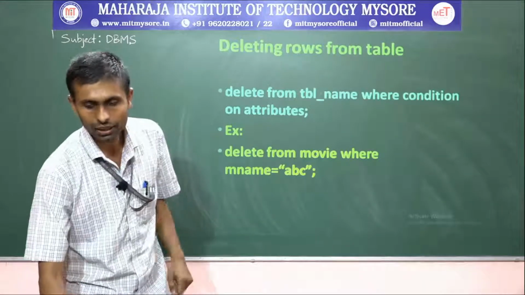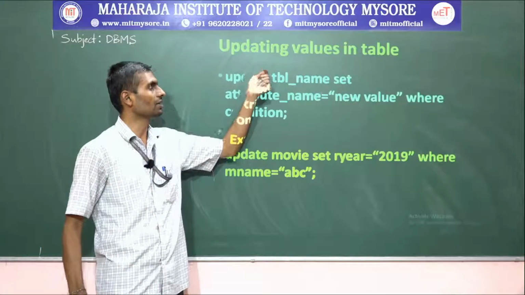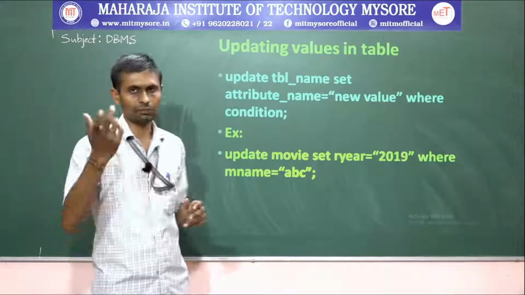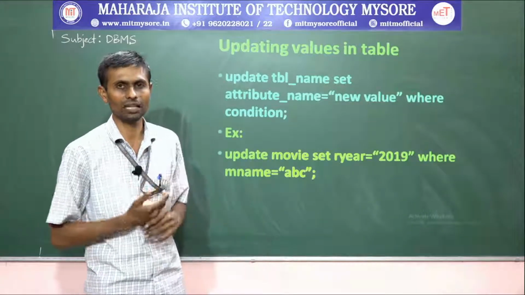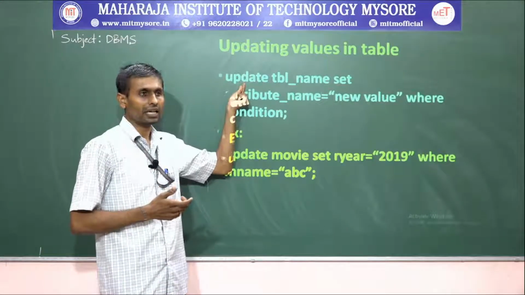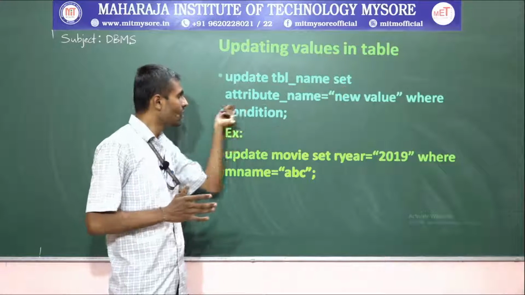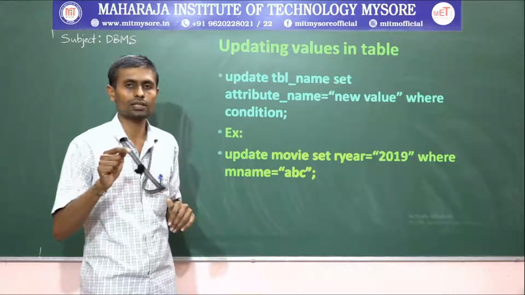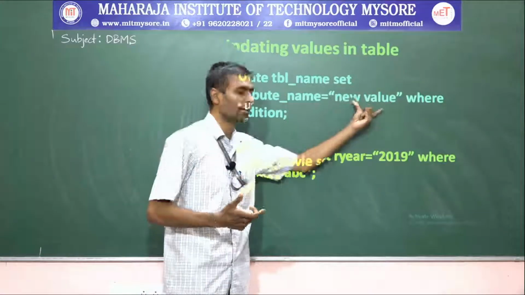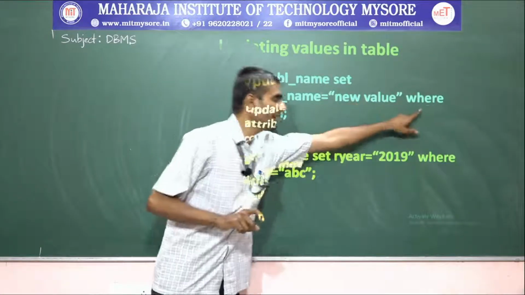So that's it. Let me move on to our next SQL command, as we discussed in the previous session. The next command is updating values in a table. For example, I want to update a value, some release year from 2020 to 2019, of some movie like ABC. To achieve it, we use a command called update followed by what? The table name, then set attribute name, that means to which attribute you want to set a new value, you should mention here. Attribute name, that means which column, then what new value you want in that particular cell, then where some condition.